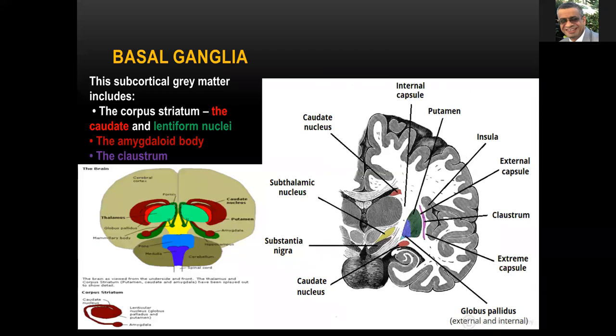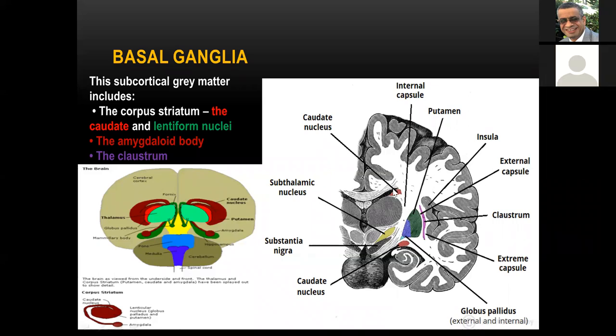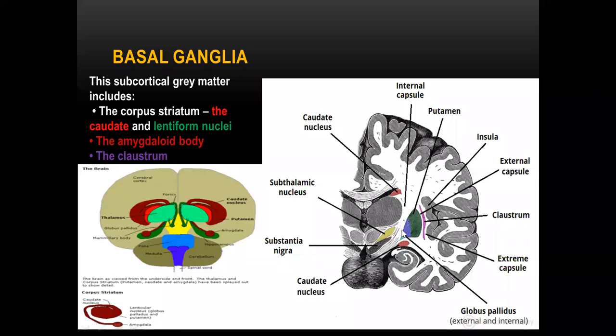The basal ganglia are subcortical gray matter, which means a collection of gray matter within the white matter. They include the corpus striatum. The corpus striatum consists of the caudate nucleus and the lentiform nucleus. The red color is the head of the caudate nucleus. This is the tail of the caudate nucleus, and this is the lentiform nucleus.